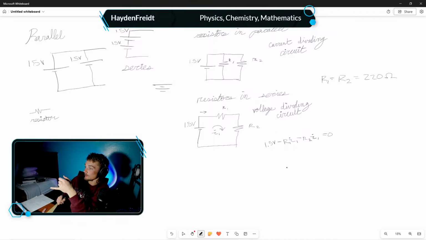Okay, so now we have our value of 220 ohms, and so for this we can solve for I1. Okay, so let's see what that looks like. So 1.5 minus 220 I1 minus 220 I1. Now this is going to require some basic algebra. I mean, surely you're capable of doing this.